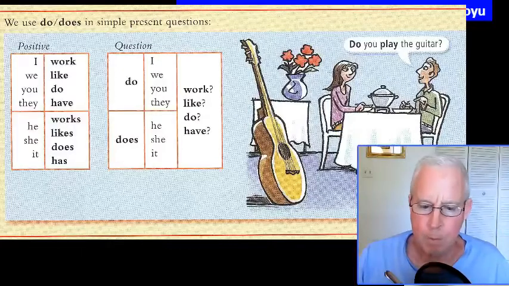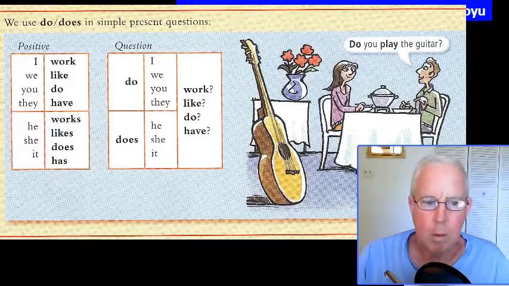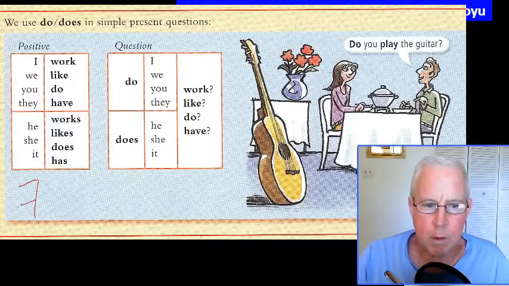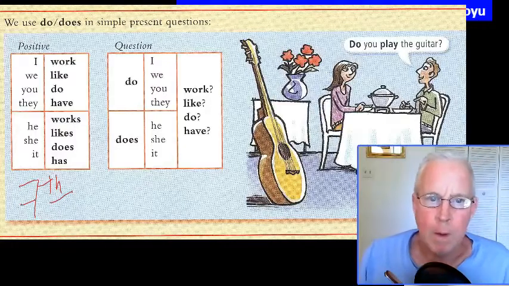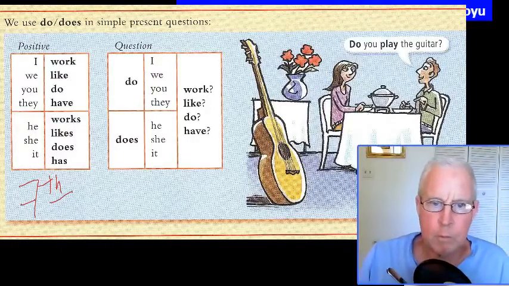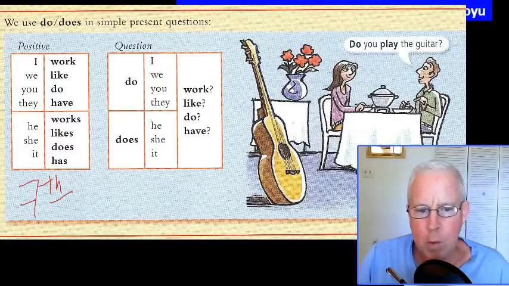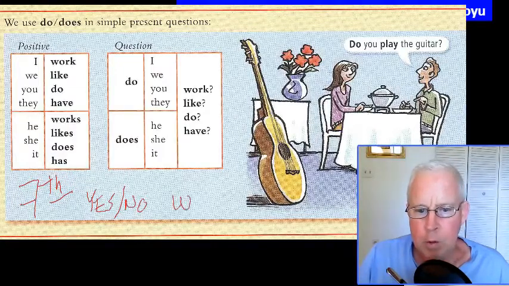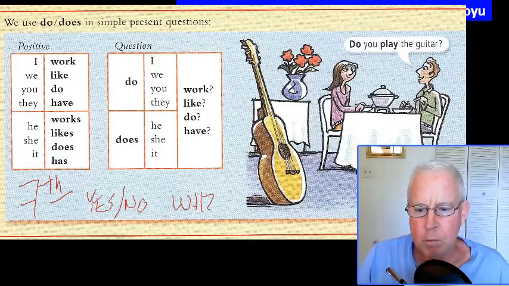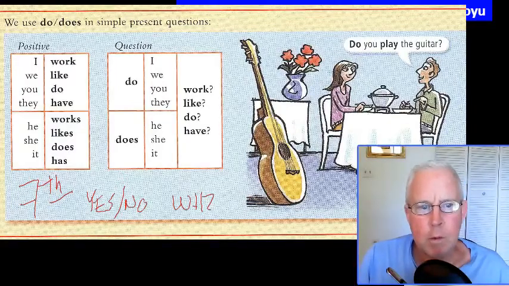And what we want to talk about today is this would be our 7th lesson, number 7. And this is simple present questions, both yes, no, and WH or information questions. So let's review the last lesson here.